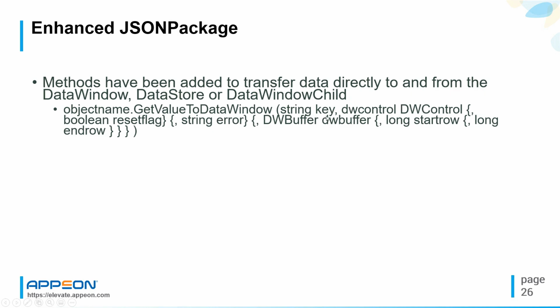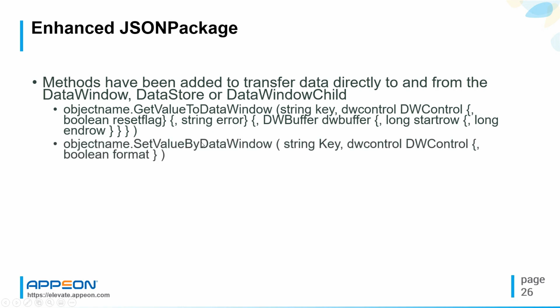So the required arguments are the key and the data window control. That could be a data store or data window child as well. There's a boolean that indicates whether or not you reset the status flags. This should say ref. It's a string you pass in by reference to get back any error messages. Optionally, you can specify the data buffer that you're going to import the data into. That would default to the primary buffer. And then you can also indicate the start row and end row that you want to import the data into. Anything after that first curly bracket is optional.